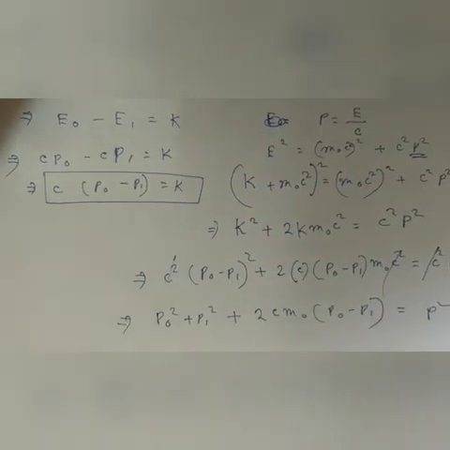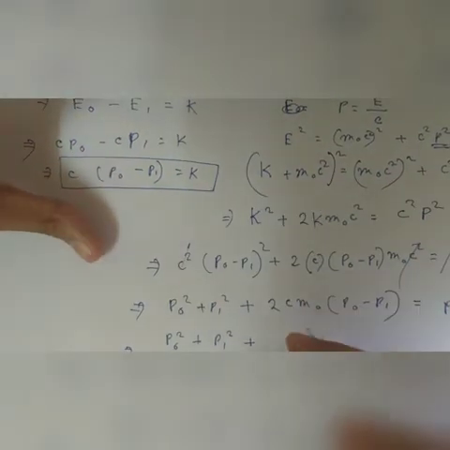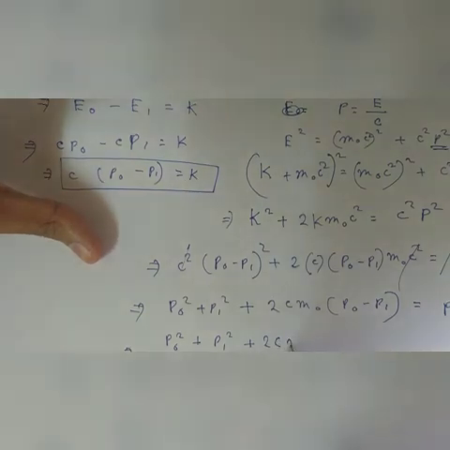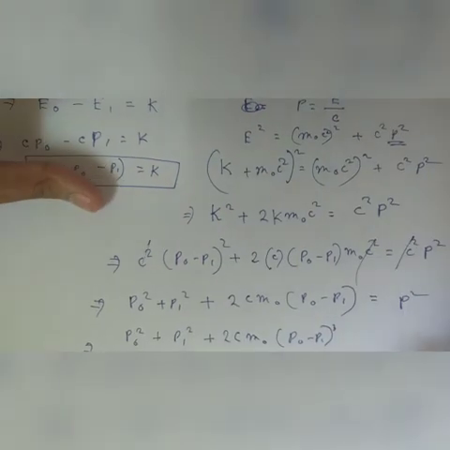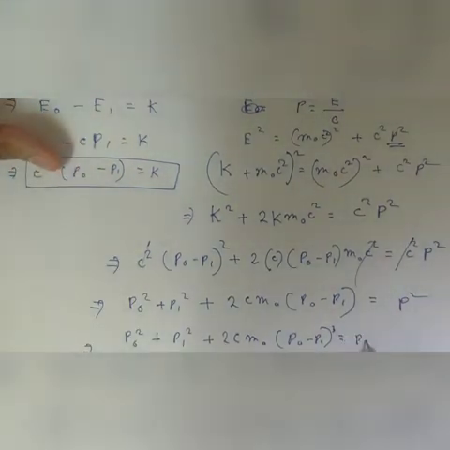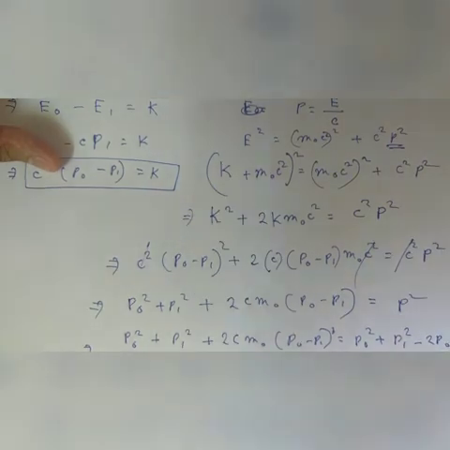that p naught square equals p1 square plus 2 c m naught p naught minus p1, also p1. Then instead of p square we will write p naught square plus p1 square minus 2 p naught p1 cos theta.